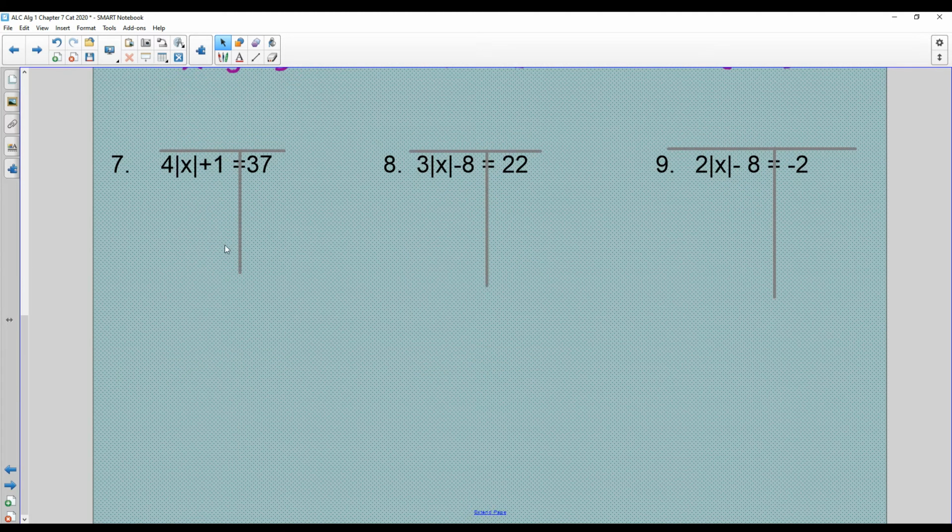All right, so now the real reason we're working these out is these questions here. These are two-steppers. So when you do these, you have to decide, am I going to undo the times 4 first, or am I going to undo the plus 1 first? The correct answer is that we're going to undo the plus 1 first.